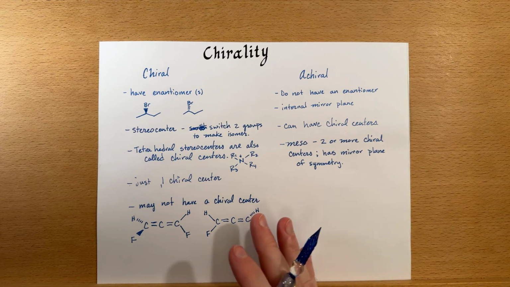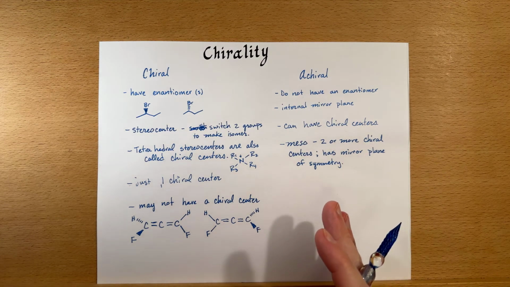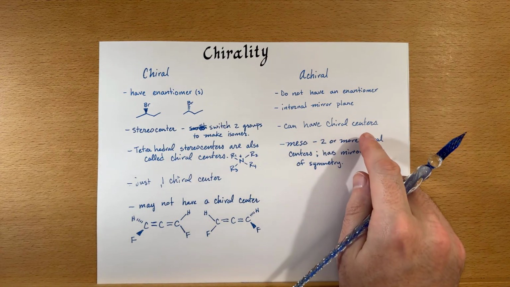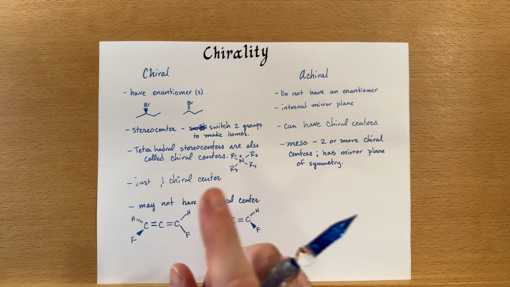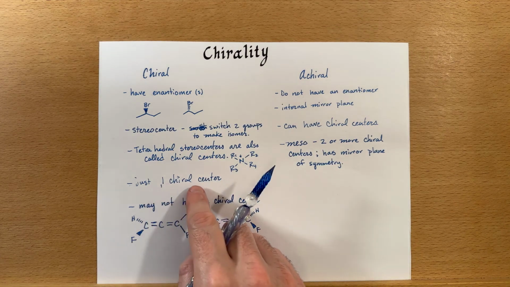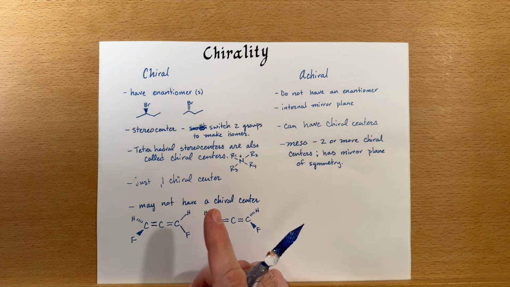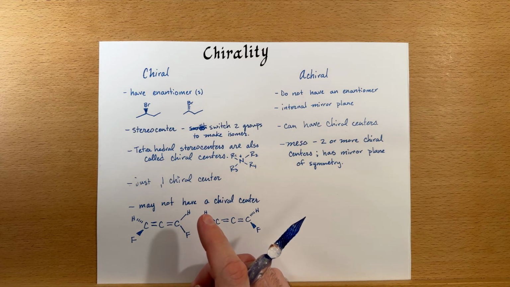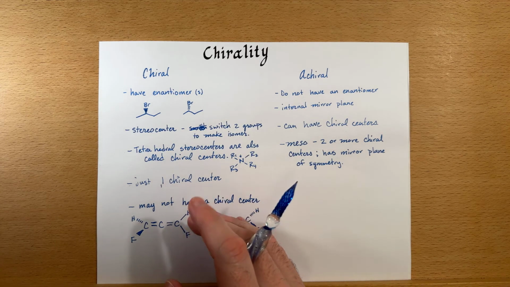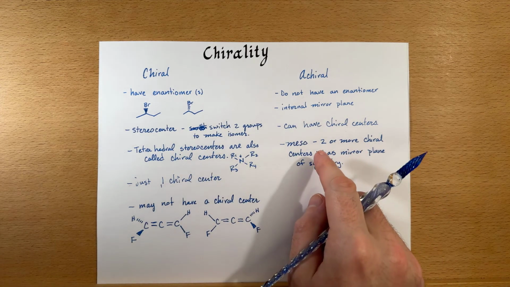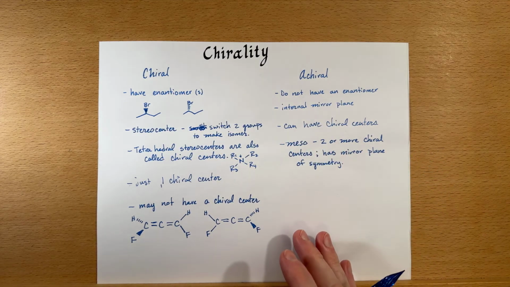Keep in mind that having chiral centers does not guarantee that the molecule will be chiral. However, having only one chiral center will guarantee that the molecule will be chiral because it cannot have an internal mirror plane if there's only one. You have to have at least 2 in order for us to have a meso compound.